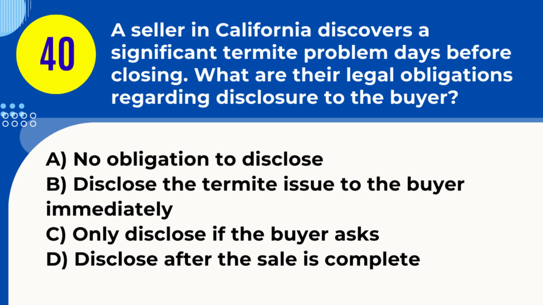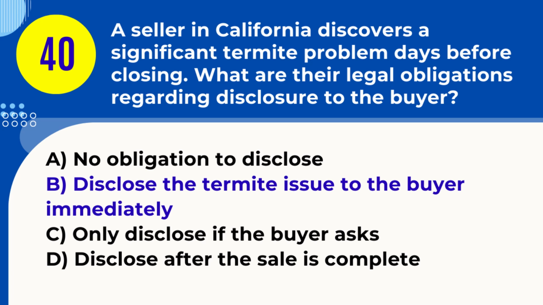Question 40. A seller in California discovers a significant termite problem days before closing. What are their legal obligations regarding disclosure to the buyer? A. No obligation to disclose. B. Disclose the termite issue to the buyer immediately. C. Only disclose if the buyer asks. D. Disclose after the sale is complete.